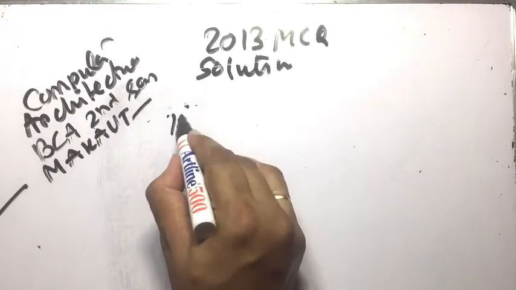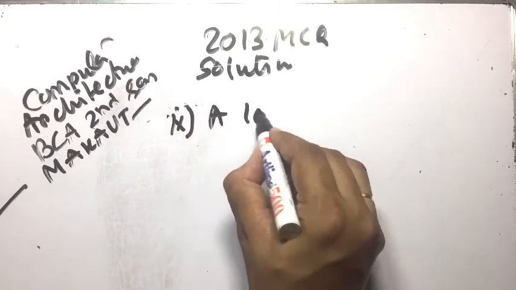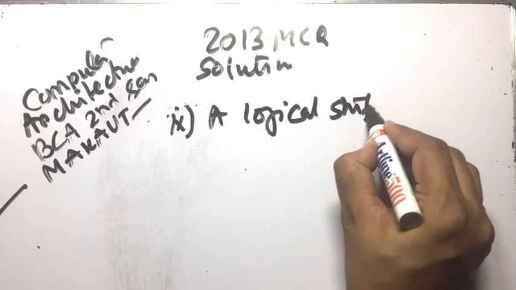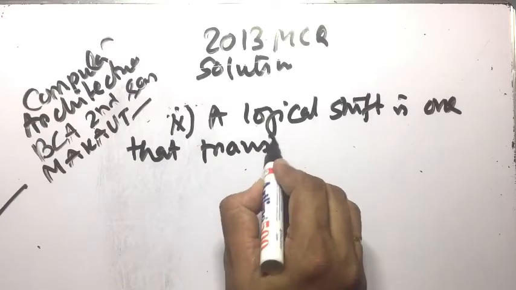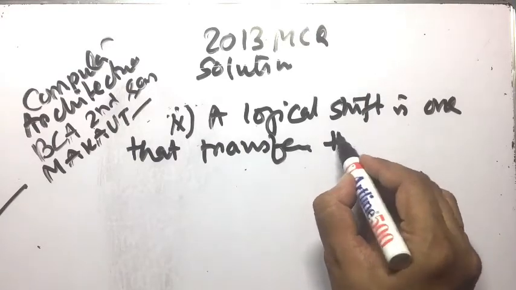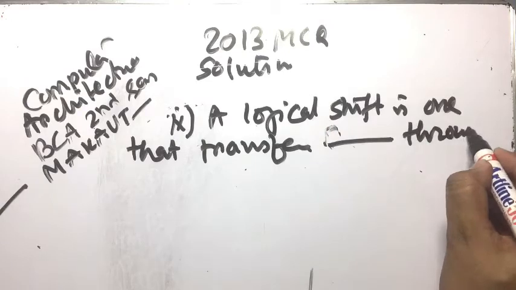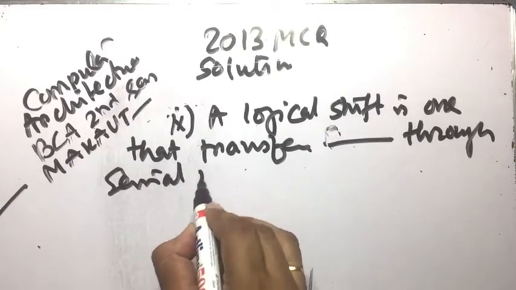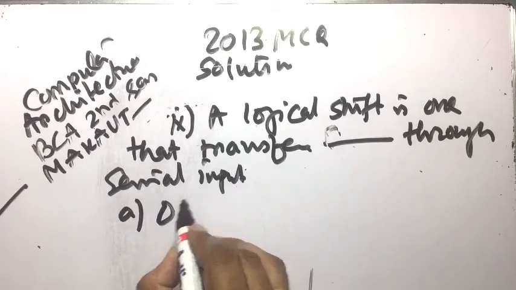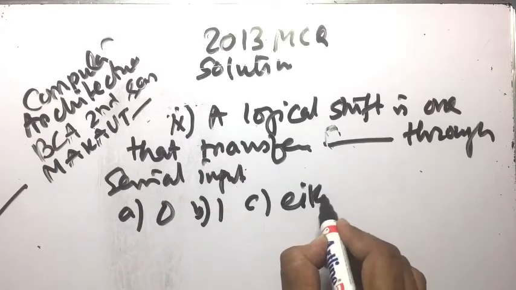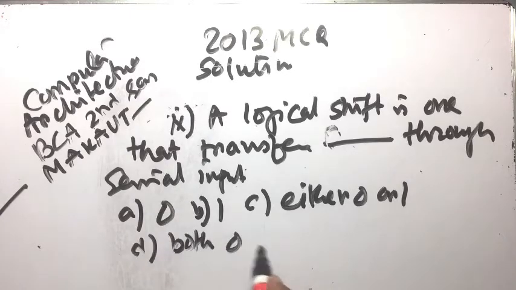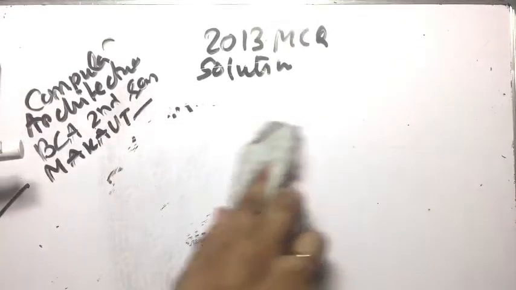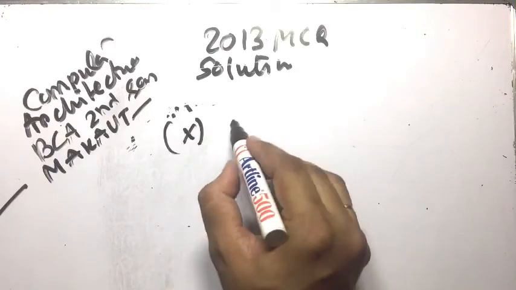Next, question number 9. A logical shift is one that transfers through the serial input: option A 0, option B 1, option C either 0 or 1, option D both 0 and 1. Both 0 and 1 can be transferred.